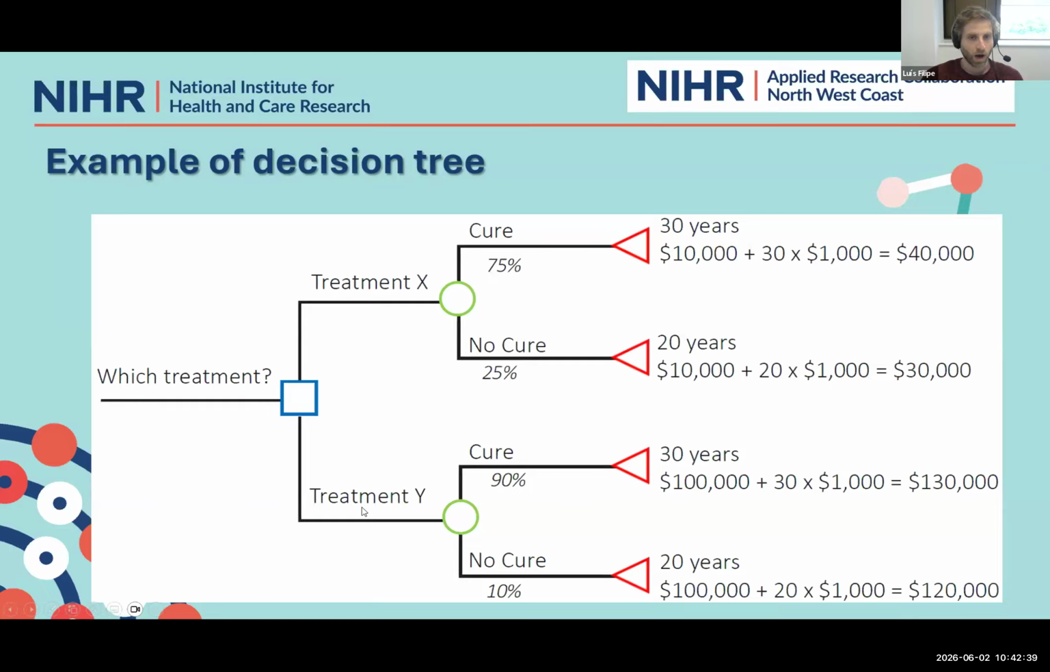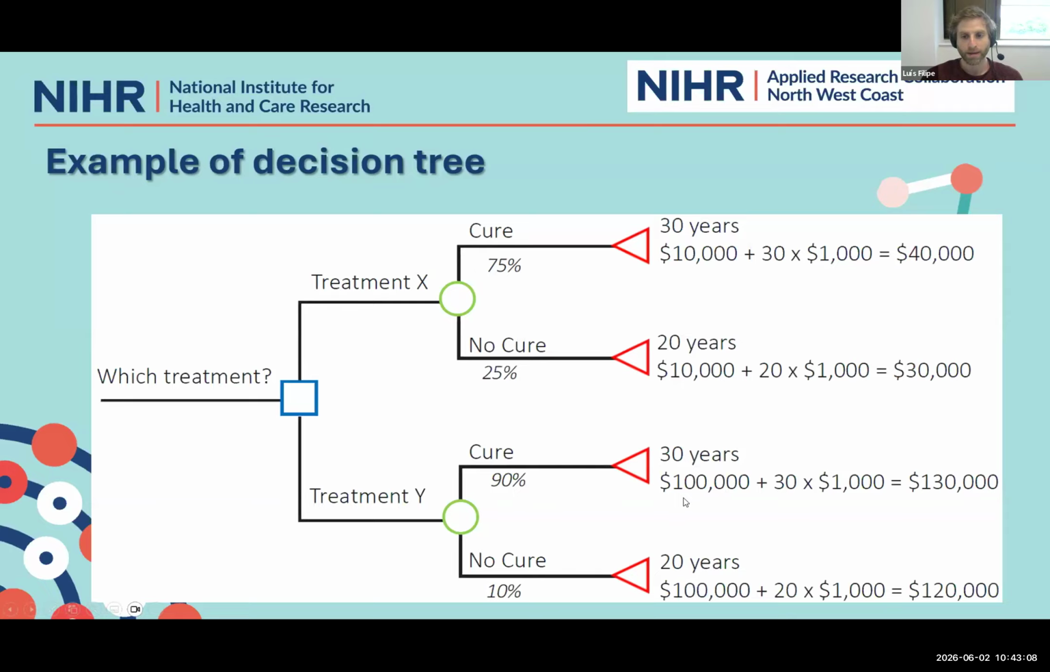Now, let's look at treatment Y. Treatment Y seems to be a lot better than treatment X. Instead of a 75% probability of cure, it displays a 90% probability of cure. So again, in terms of what they live, it is the same. If they get cured, they live 30 years. If they don't, they live 20 years. But you will see that the costs of treatment Y are huge.